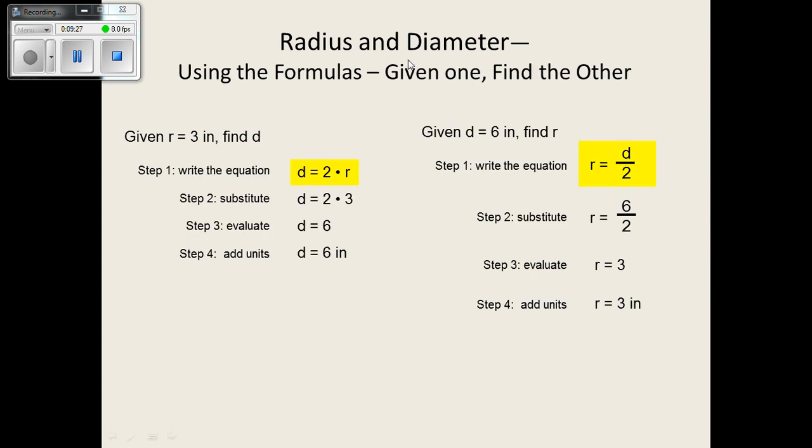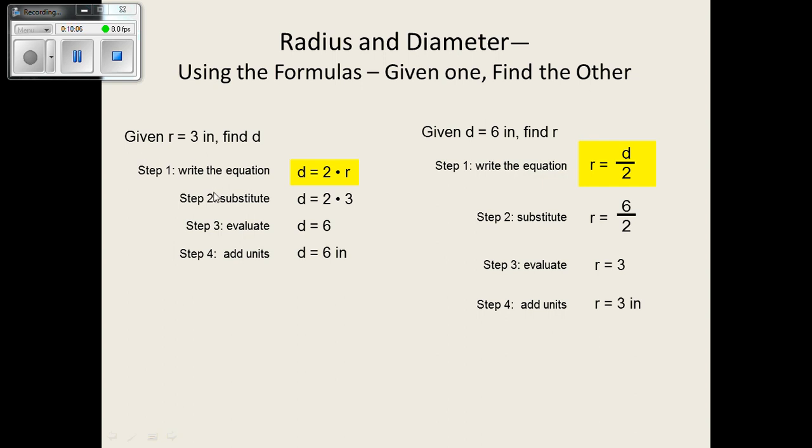Radius and diameter. Using the formulas, if you're given one, find the other. So if you're given radius, you can find diameter. If you're given diameter, you can find the radius. We're always going to use 4 steps when we work with equations. Step 1 is going to be write the equation. Because they give us R, this is the one we don't know, and this is the one we know. We'll want to use this equation because what we don't know, we're used to having on the left here. So D equals 2 times R. Step 1, write the equation.